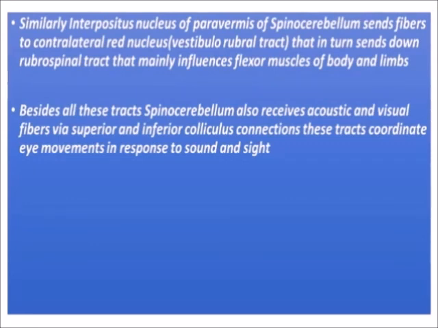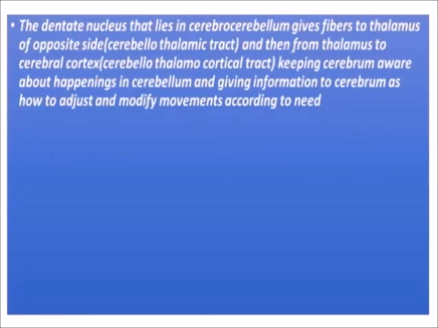Similarly, the interpositus nucleus of the paravermis of the spinocerebellum sends fibers to the contralateral red nucleus, which sends down the rubrospinal tract that mainly influences flexor muscles of the body and limbs. Besides all these tracts, the spinocerebellum also receives acoustic and visual fibers via superior and inferior colliculus connections. These tracts coordinate eye movements in response to sound and sight.